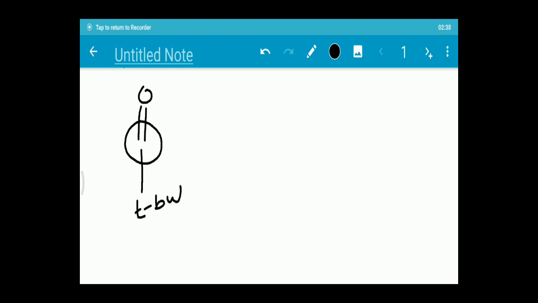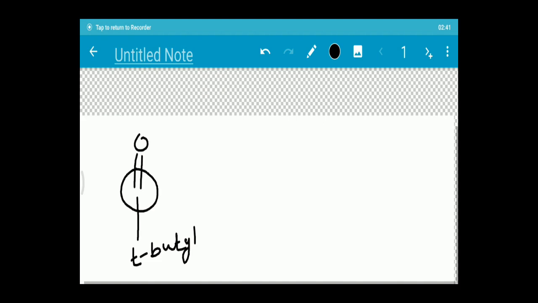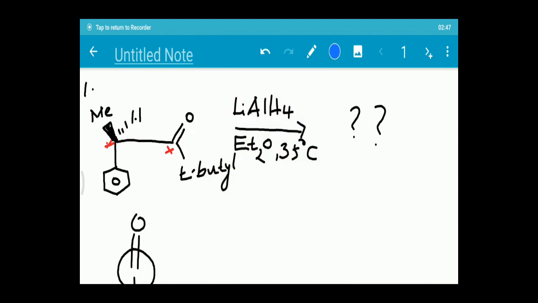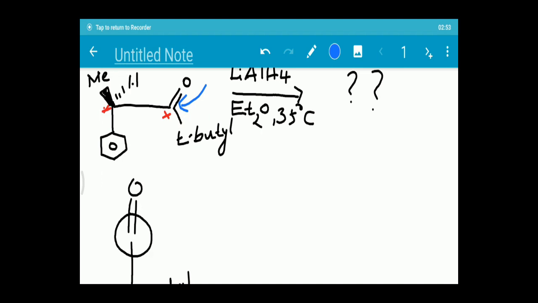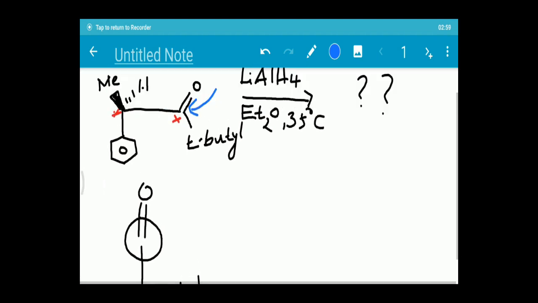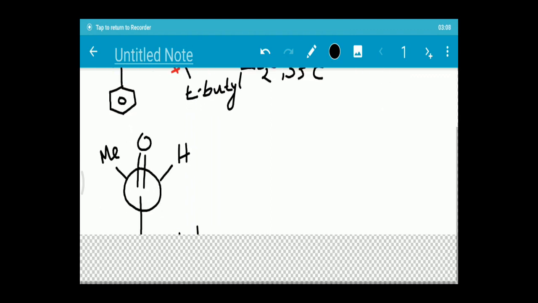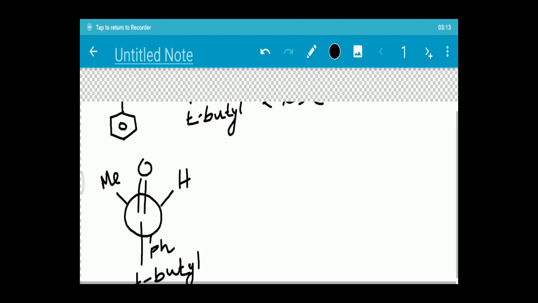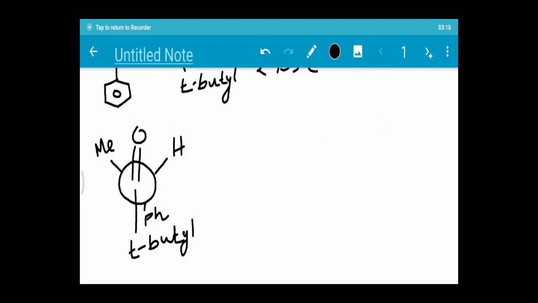I'm drawing the structure according to Cram's rule, in such a way that I view my molecule from this side. When I view my molecule from this side, I will have my carbonyl oxygen at the top, tertiary butyl group at the bottom, my methyl group on my left hand side, my hydrogen on my right hand side, and then my phenyl group. Okay. Now, what happens here?